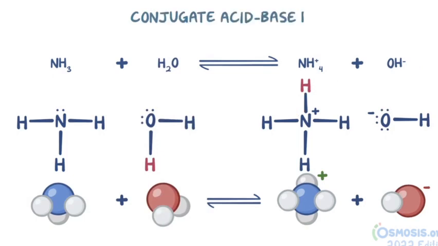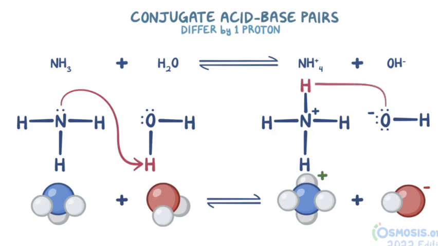Conjugate acid-base pairs differ by one proton. So, on the left, water donates a proton and acts as an acid. When water donates a proton, it turns into the hydroxide ion. On the right, the hydroxide ion can act as a base and accept a proton. If the hydroxide ion accepts a proton, it turns back into the water molecule.